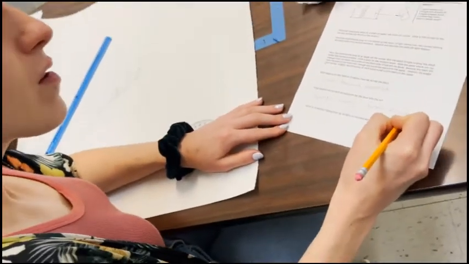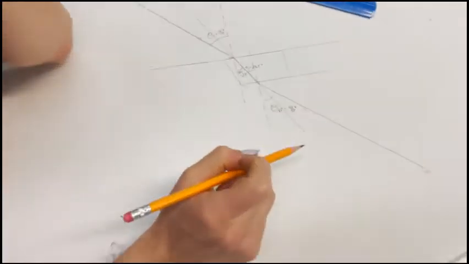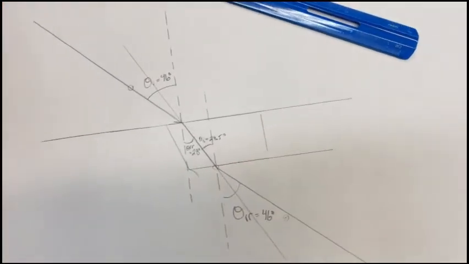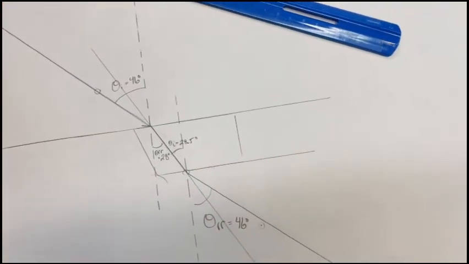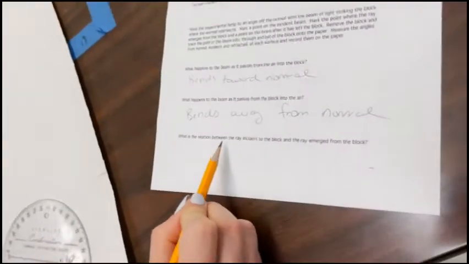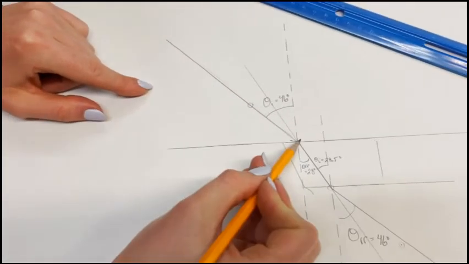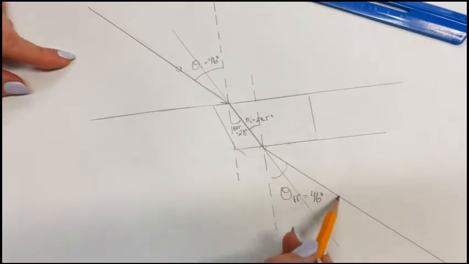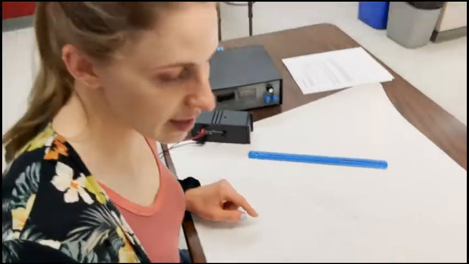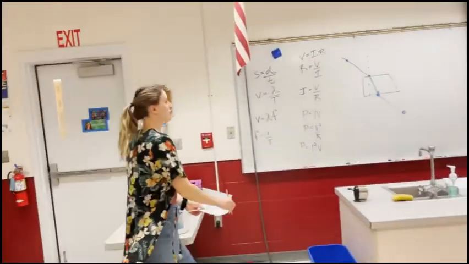Okay, we're not going to answer this last question. You're going to answer this for it, but take a look at the data we've got with the angles. And then the question is, what is the relation between the ray incident to the block and the ray emerged from the block? So that's this one right here. What's the relationship between that and this one right here? I think you can do this. You guys got it. Okay. All right.